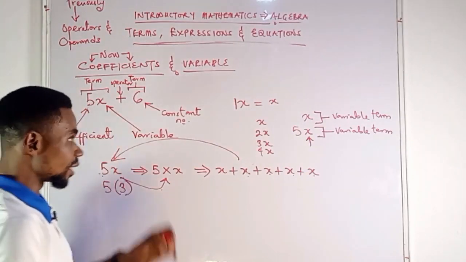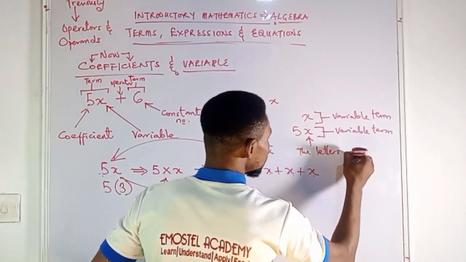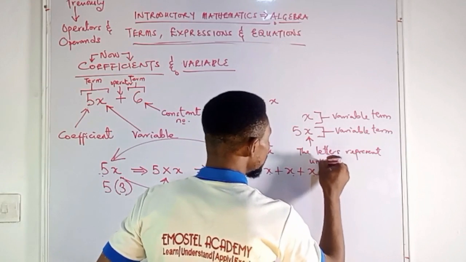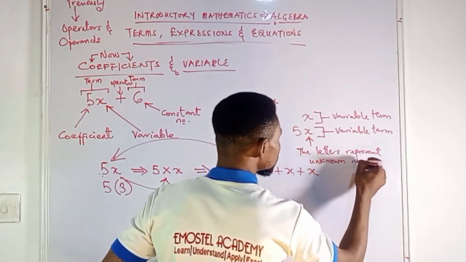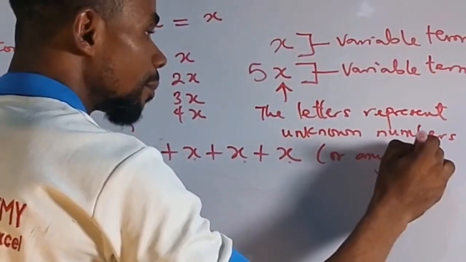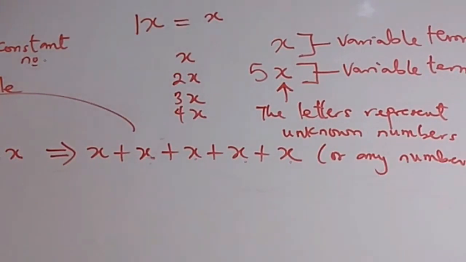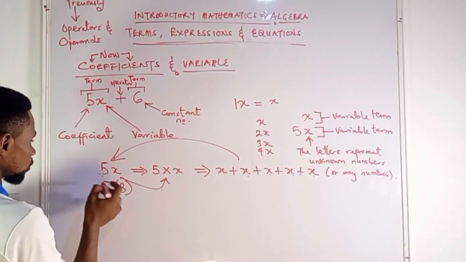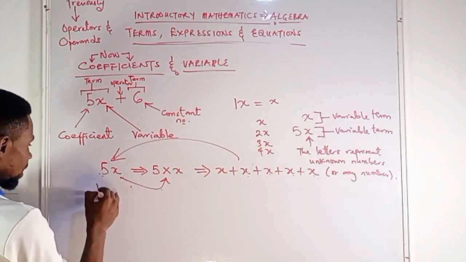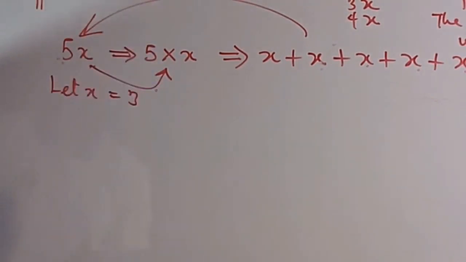And then remember, the letters represent unknown numbers. Or you can say, or any number. Okay? It represents unknown numbers or any number. Okay, for instance, now we can assume, let's say in this case, let x be 3. Let x be 3.